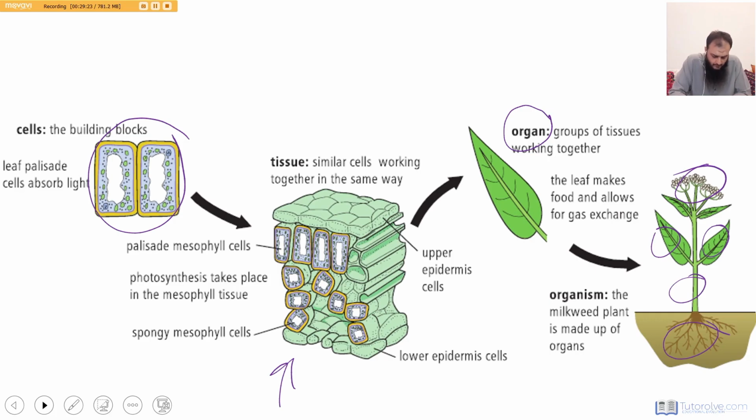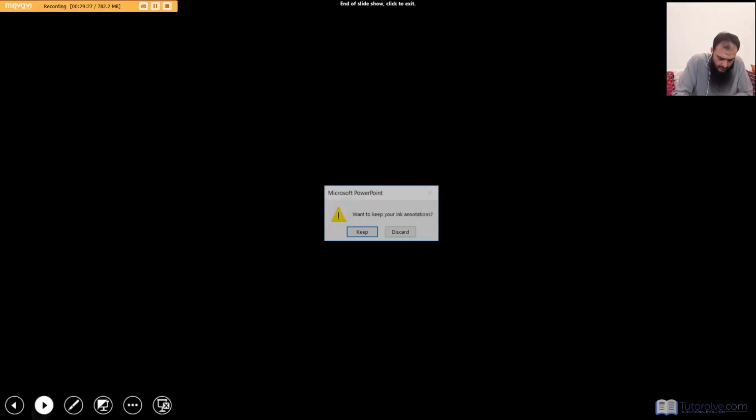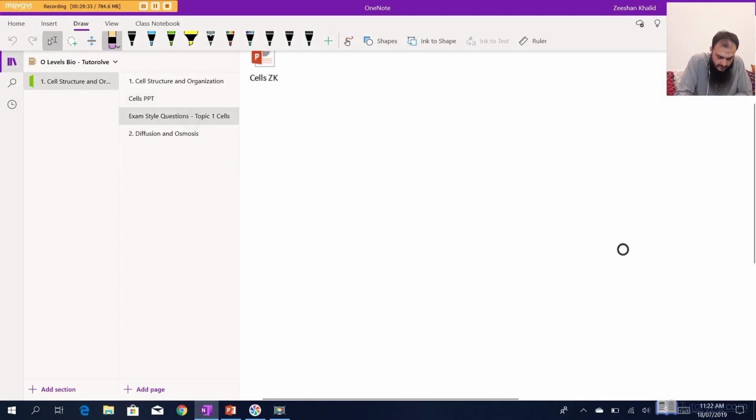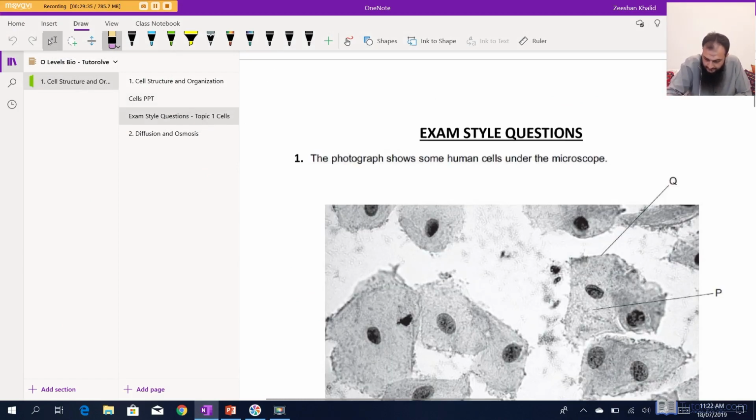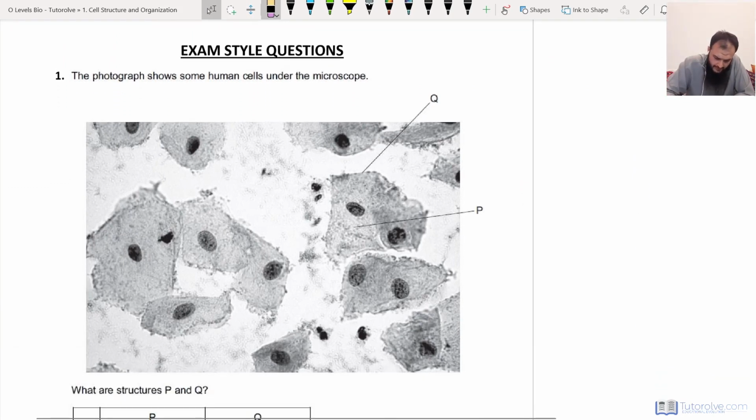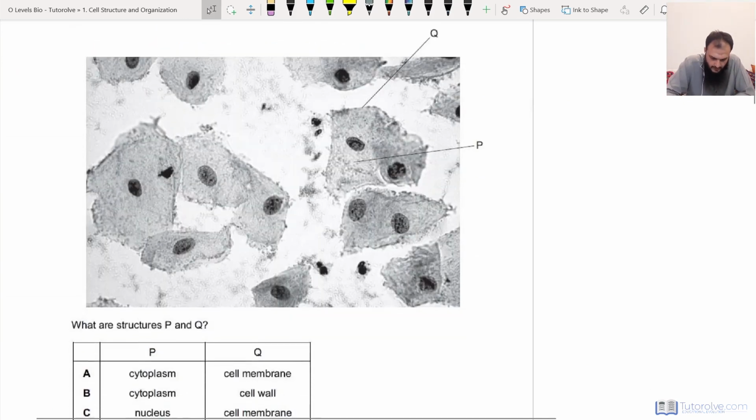Okay, now, the next thing that we're going to do is the exam style questions for this first topic. So let's quickly jump onto the exam style questions. Okay, I'm going to use another ink. I think maybe, yeah, green ink should do. Good.